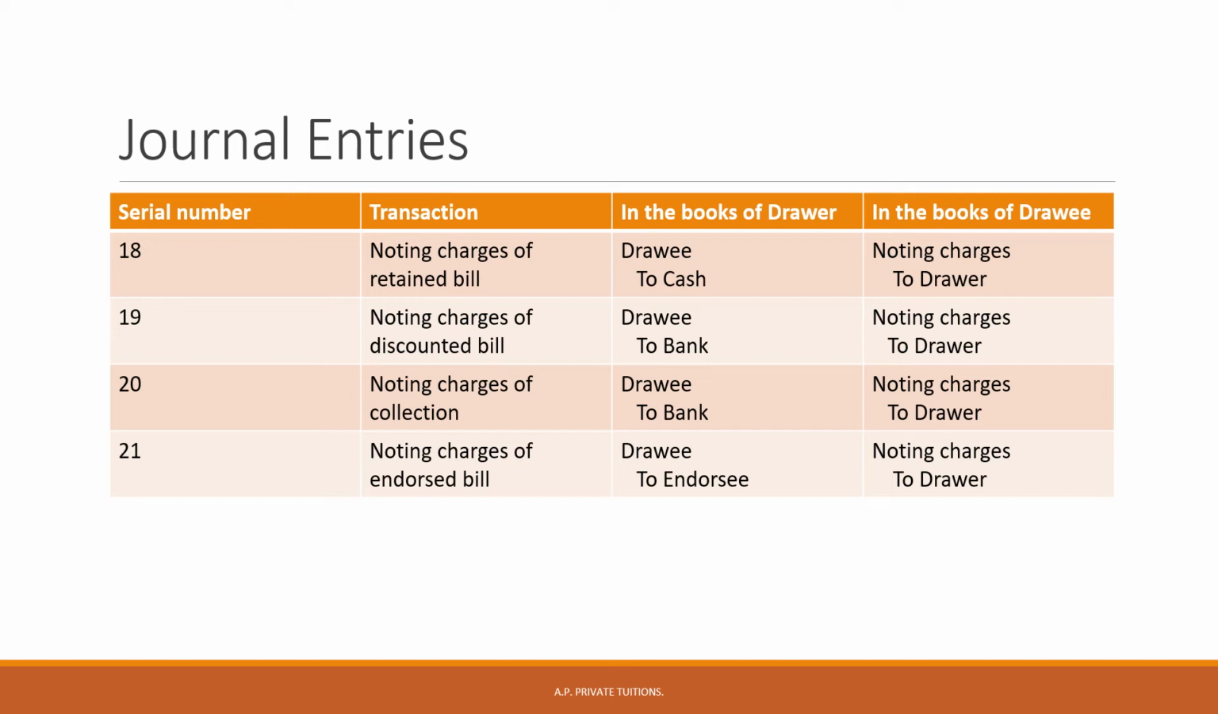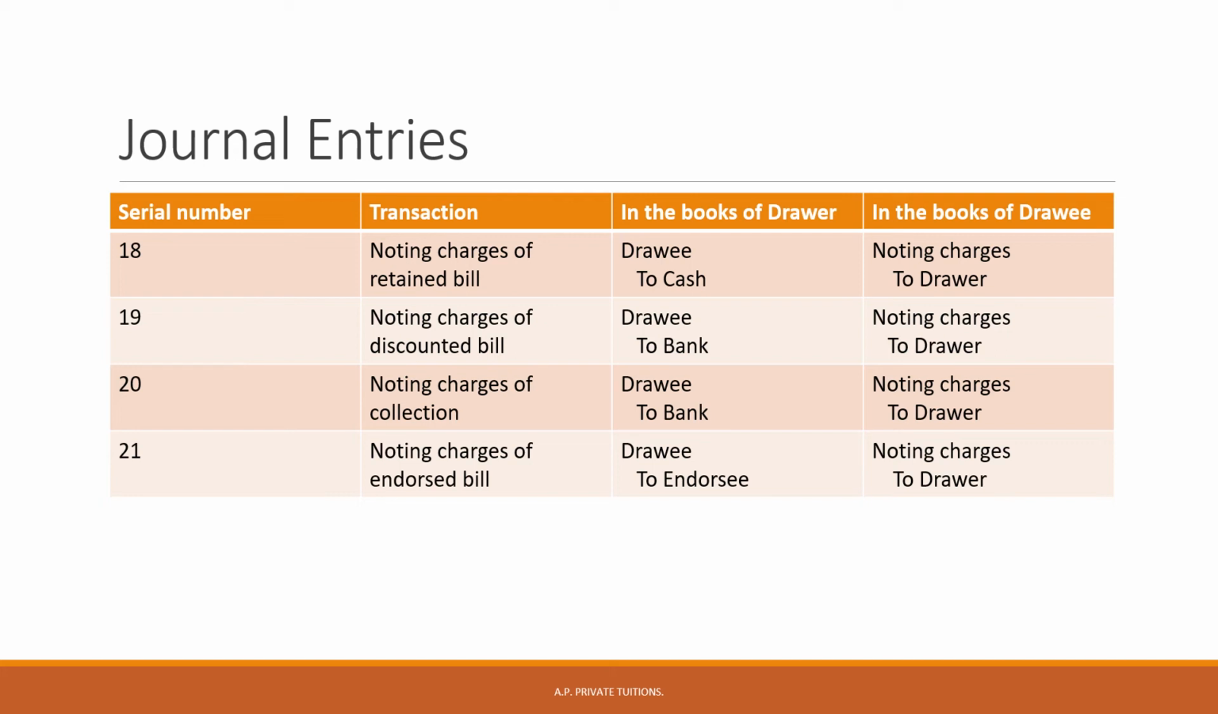And noting charges is paid by the person who is having the bill at the time of dishonor. In case of retained bill, who will have the bill at the time of dishonor of bill? The drawer will have it. In case of discounted bill and collection bill, who will have the bill at the time of dishonor of the bill? The bank will have it. In case of endorsed bill, who will have it? The endorsee will have it.